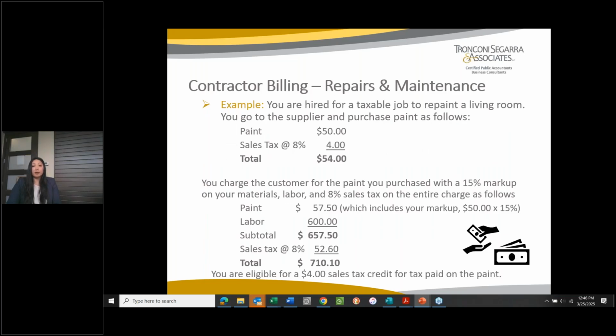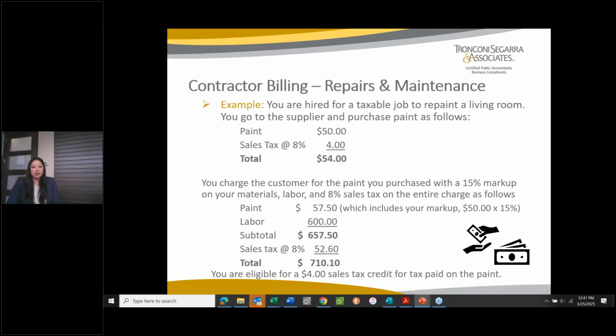Here we have an example of how the billing might look on a repair and maintenance job. So the contractor has been hired to perform a taxable job to repaint a living room. They purchase paint for $50 and pay tax on it of $4. The total is $54. So on the bill to the customer, you would mark up the paint. It includes the tax maybe that you paid plus an additional markup in there. You'd also charge them for labor, and then you would charge tax on the entire bill to the customer.